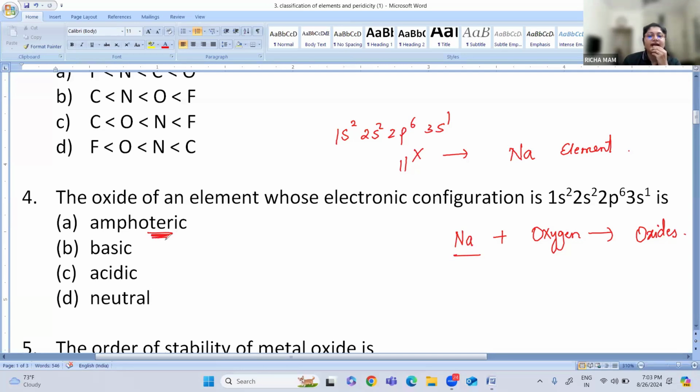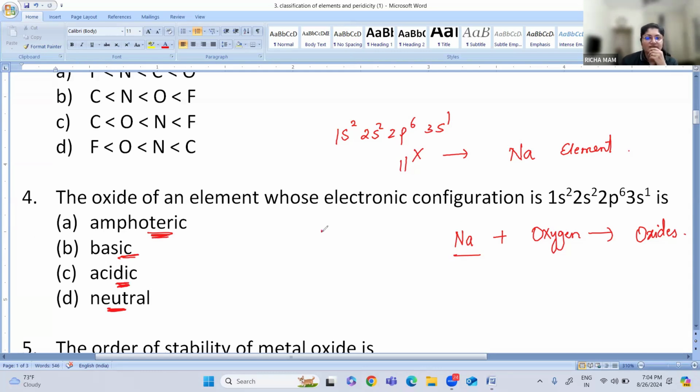Amphoteric means it acts both as acid and base. Basic means it is alkaline in nature. Acidic means it has acidic pH. And neutral means acting as a neutral substance, like that. So you have to tell the oxide of an element whose electronic configuration is this. Yes, so it is sodium.